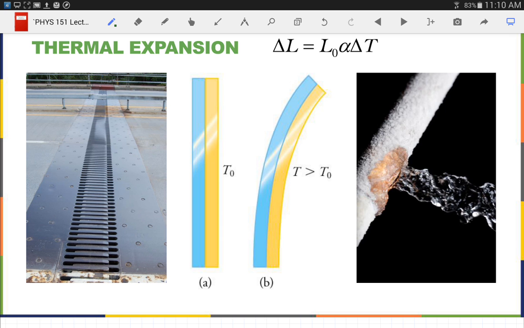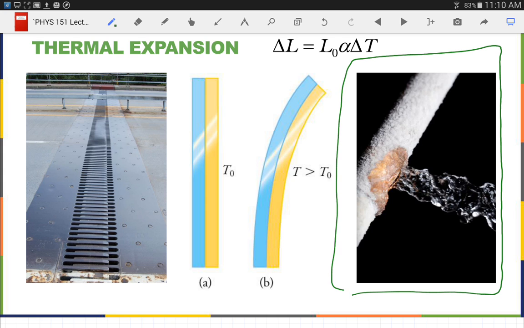Now, talking a little more about thermal expansion, here are 3 examples of thermal expansion. One of these is not like the others. Which one is not like the others? This one here. So we're going to examine this one separately from the other two. This here, that's an expansion joint on a bridge.